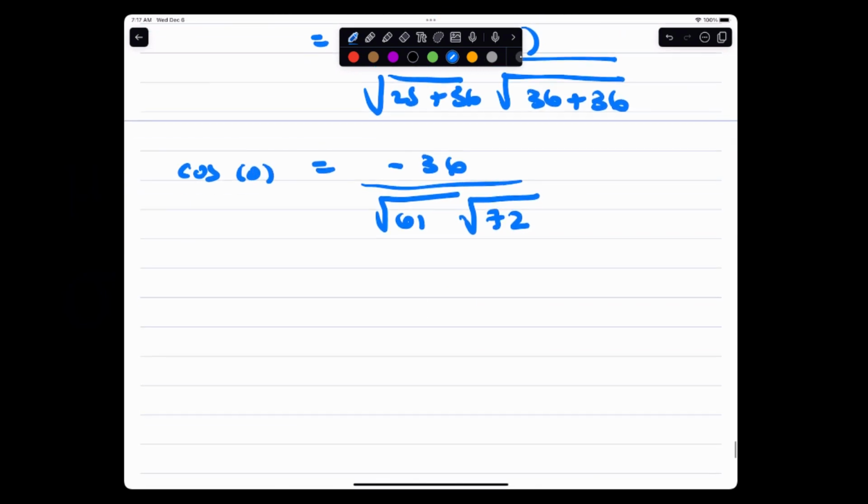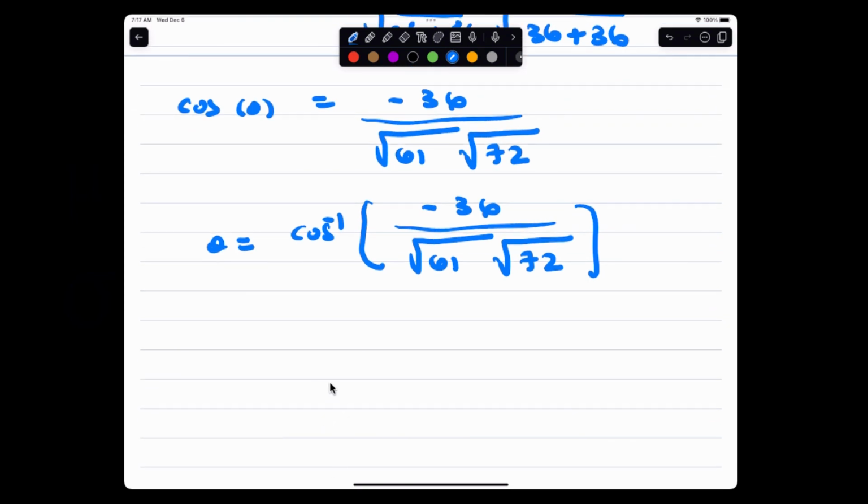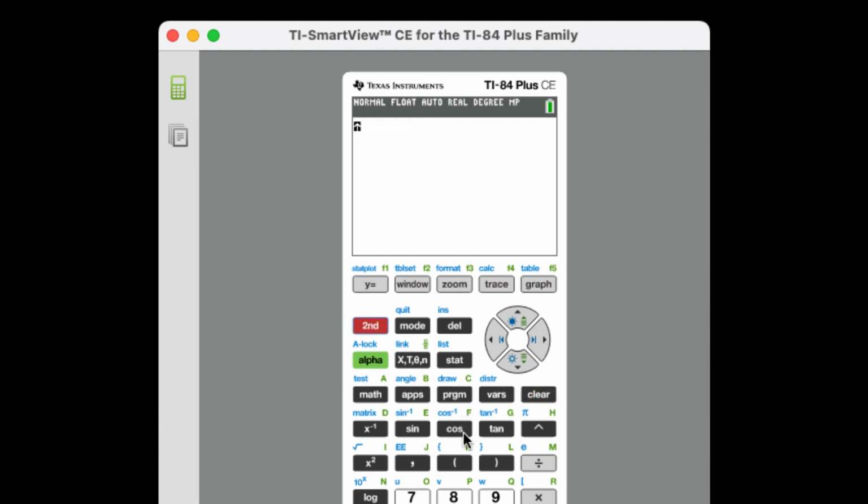So you know what you can do? Just take inverse cosine of all of this. You're going to put it in your calculator anyway. And let's see what we end up with. Okay, so let's try this out. Let's do a double parentheses. I'm going to put a -36 for the dot product, close that, divided by parentheses, second square root of 61, second square root of 72. What's the angle going to be approximately? 123 degrees.